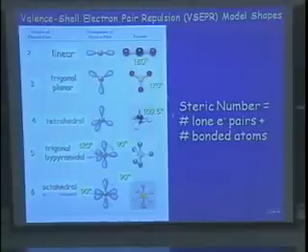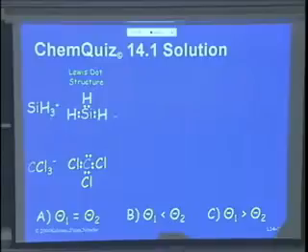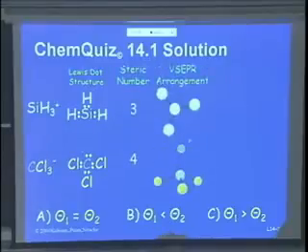Which one is the larger angle, 120 or 109.5? So that must be the answer here. Let's see if that is true. Okay, the Lewis dot structures, I went through this. Now I'm showing it to you. 1, 2, 3, steric number 3. 1, 2, 3, steric number 4. Lone pair here. Okay, so 3 and 4. We're not finished yet. And so this was trigonal planar.